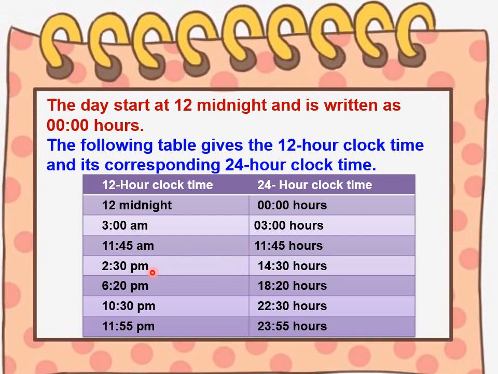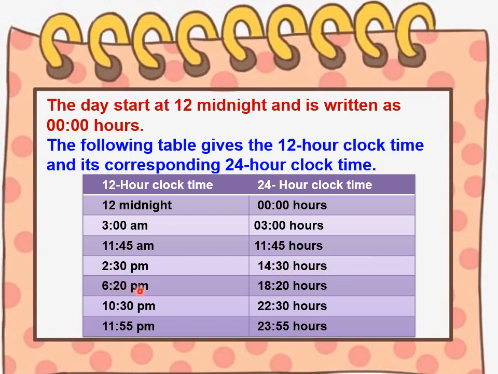So we will write AM, which means it is morning. Okay, so 11:45 hours. Then 2:30 p.m. Here, after noon 12 o'clock, we will write p.m. So after 12, we will write 1. So 1 we will count as 13. Then 2:30: 2 we will count as 14. So 14:30 hours, which is 14 hours and 30 minutes.